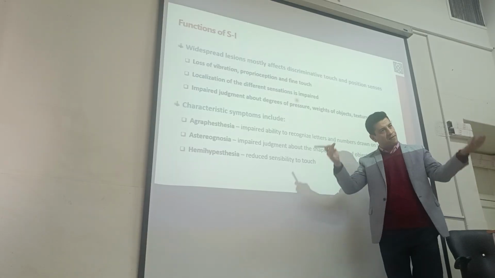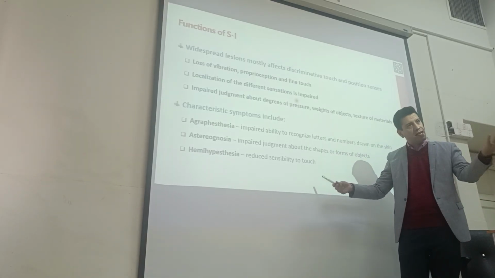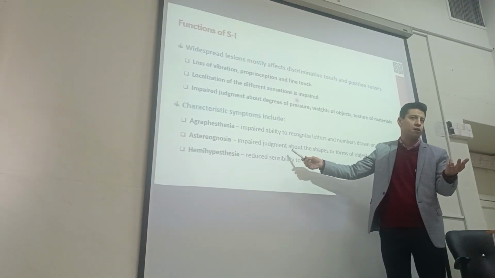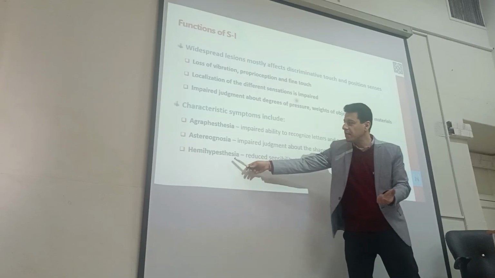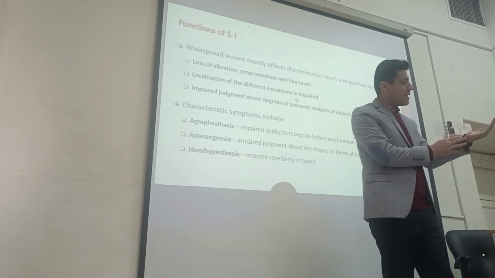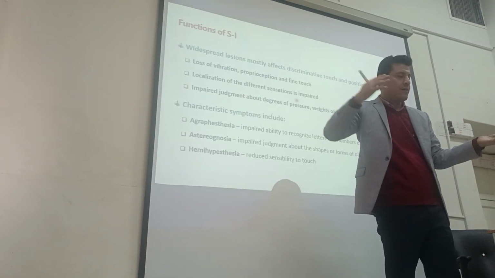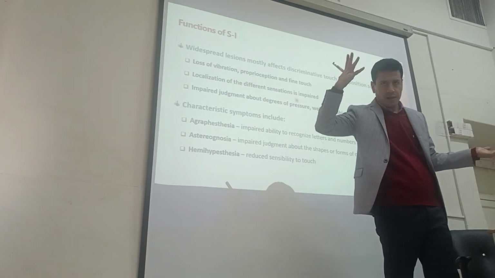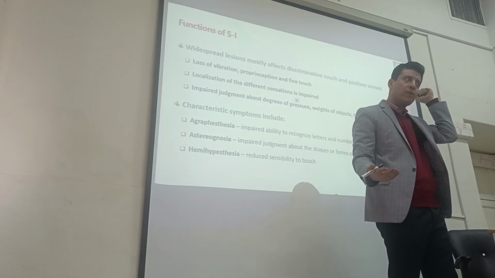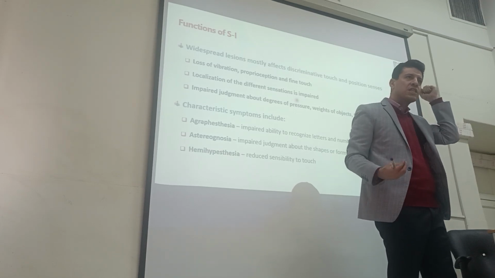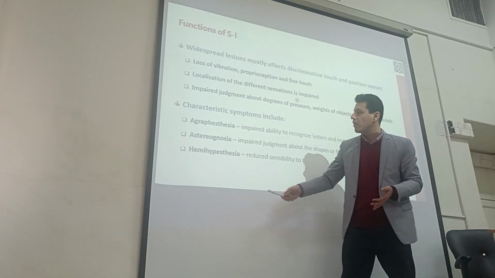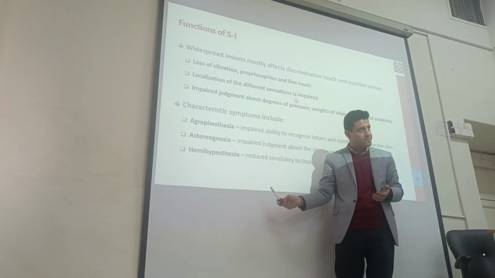Hemihypesthesia. So the general level of touch in the skin is reduced, right? So loss of touch, loss of vibration, loss of pressure. Hemihypesthesia. Why hemi? Because I told you, the right hand is connected to the left brain, and the left hand is connected to the right brain. If there is damage only on one side of the brain, reduction of touch happens on the opposite side, not on the same side, right? So that's why we call this hemihypesthesia, right?